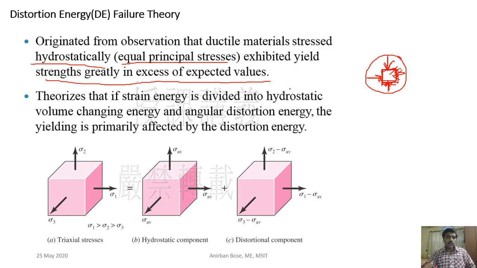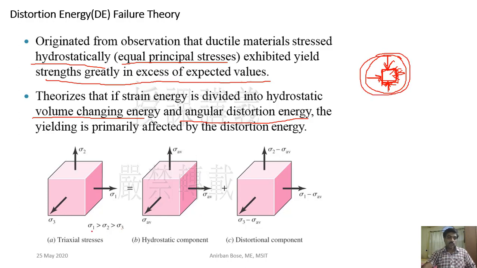Okay, so actually we can divide the strain energy into two parts. One is the hydrostatic volume changing energy, because of that equal amount of stress acting in all directions, the volume will change. And another one is the angular distortion energy. Because of the force when you are applying, there is an angular distortion, and this angular distortion is actually responsible for the yielding of the material, and that is why it is required to find out this distortion energy.